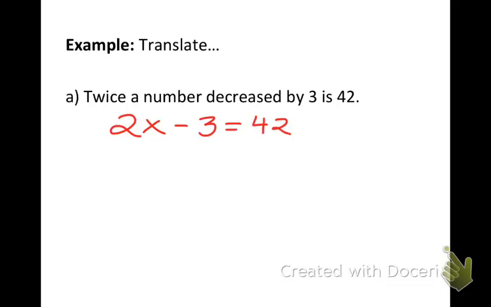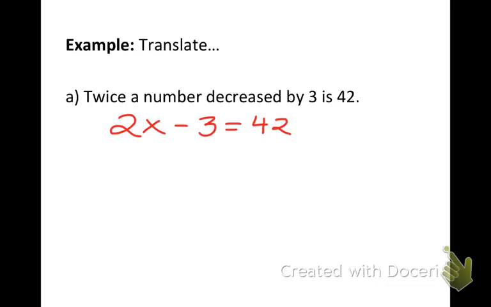Would you be able to solve that equation? Yeah. I hope so. You don't have to do it. I hope you would be able to do that. Okay? So translating words into algebraic equations or expressions. What's the difference between an equation and an expression? What does an equation have that an expression doesn't have? Equal sign. Good. So just 2x minus 3 would be an expression, right?